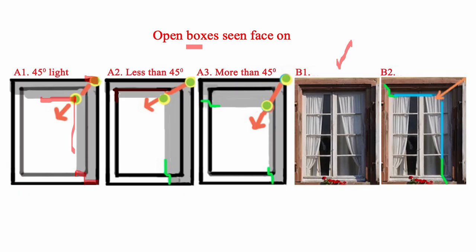If the light is 45 degrees, then this shadow and this shadow are the same degree of thickness. If it's less than 45 degrees, then the upper one is thinner than the lower one. And if it's more than 45 degrees, then the upper one is the thickest. And you can see with this window, the light starts on the light area of the frame and goes to the corner of the shadow right here.